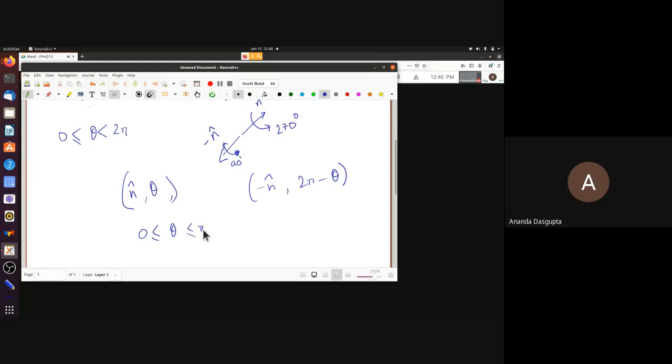Is that okay? That way you are saving yourselves the problem of having the same rotation being covered multiple times. Is that okay with everybody?